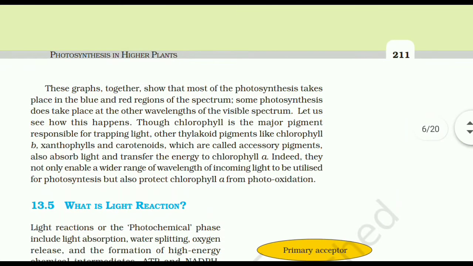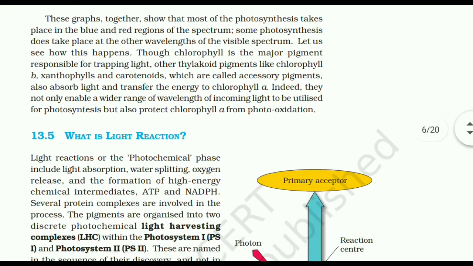These graphs together show that most of the photosynthesis takes place in blue and red regions of the spectrum. Some photosynthesis does take place in other wavelengths of the visible spectrum. Let us see how this happens. Though chlorophyll A is the major pigment responsible for trapping light, other thylakoid pigments like chlorophyll B, xanthophylls and carotenoids, which are called accessory pigments, also absorb light and transfer the energy to chlorophyll A. Indeed, they not only enable a wider range of wavelengths of incoming light to be utilized for photosynthesis, but also protect chlorophyll A from photooxidation.